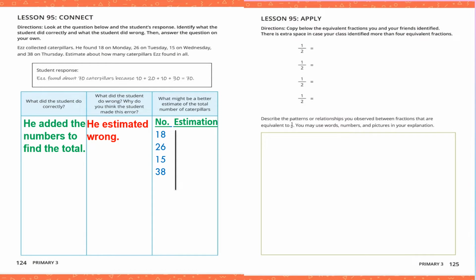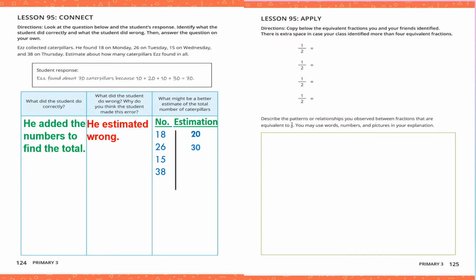let's estimate 18. 18 is between 10 and 20. Then look at the neighbor, or look at the ones. 5 or more, go to the bigger door. Here we have 8, so we go to the bigger door. Then the estimation of 18 is 20. 26 is between 20 and 30. Then its estimation will be 30.